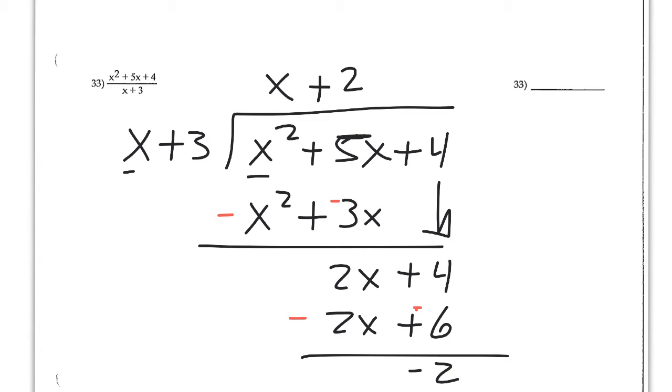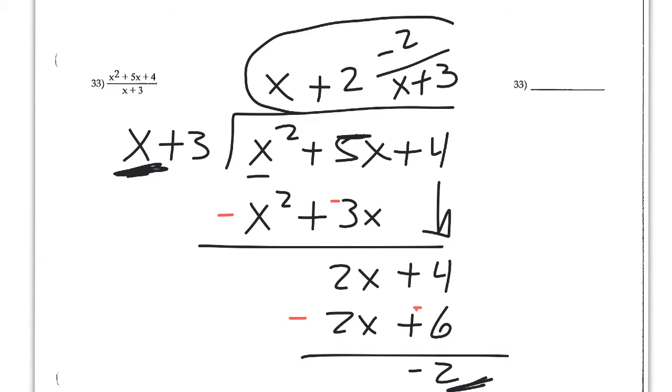You know you're to the remainder when the item that's left is below what you're trying to divide by. So the constant down here is below the level of an x term up here. So the remainder is negative 2, and we're going to place that on top of what we were dividing by, x plus 3, and thus that is our answer to the division.